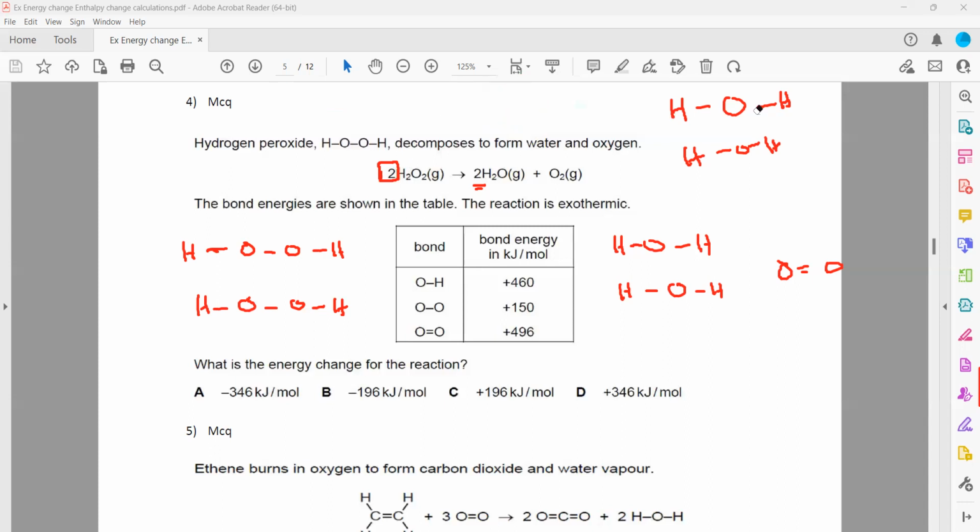So first we have a reactant and a product. Reactant side is a bond breaking side. The product side is a bond forming side. So for bond breaking energy, 1, 2, 3, 4 OH bonds are there. OH or HO is the same thing. And 1 and 2 oxygen bonds are there, single bonded with oxygen.